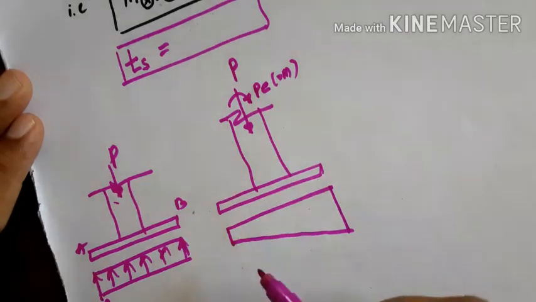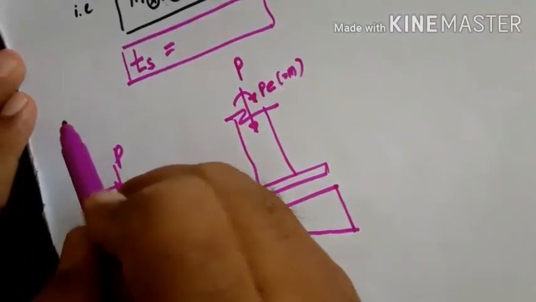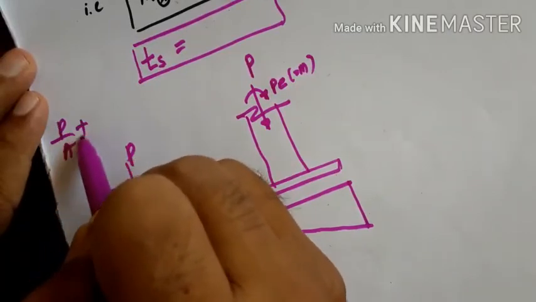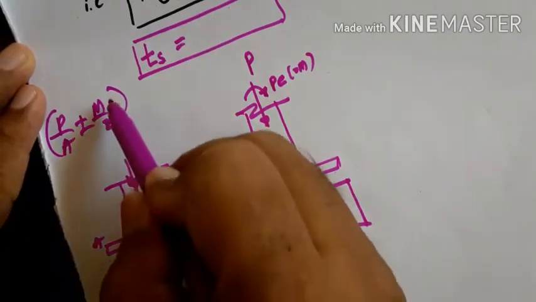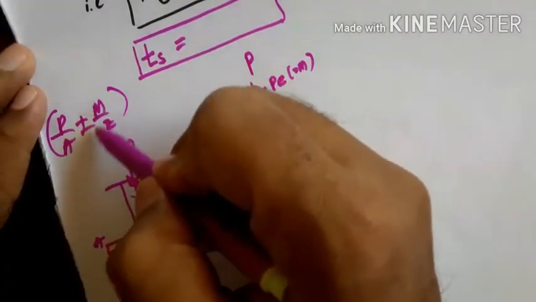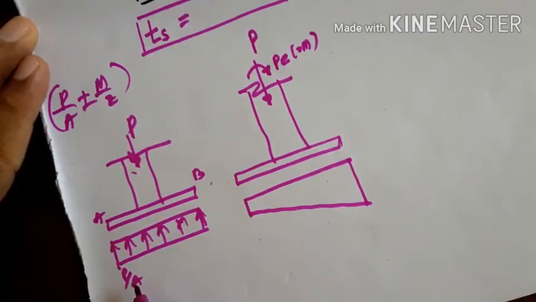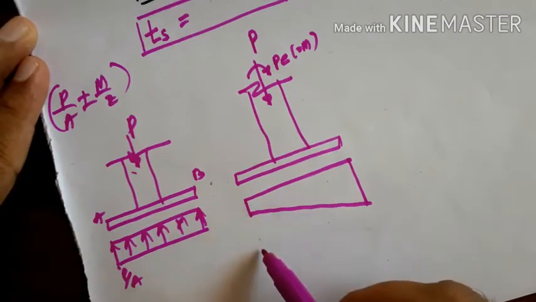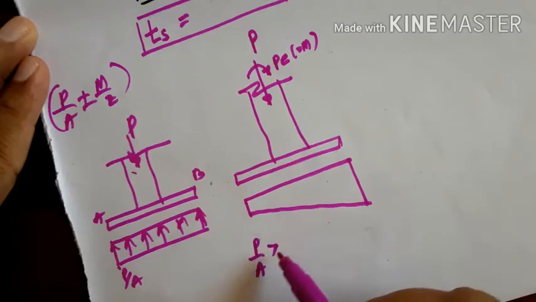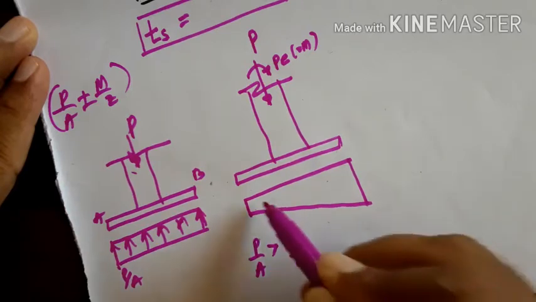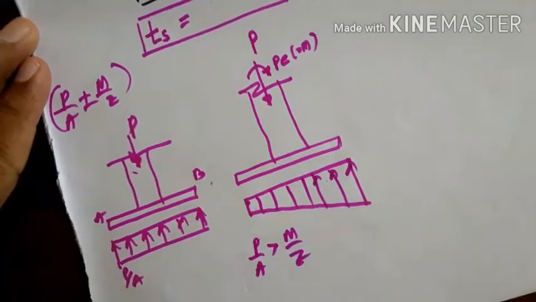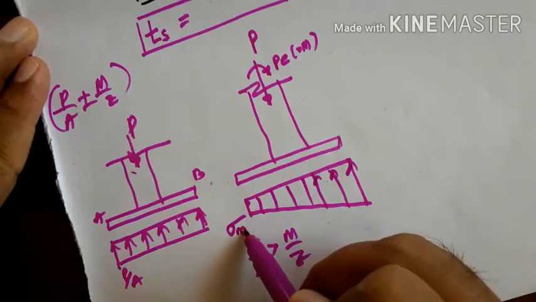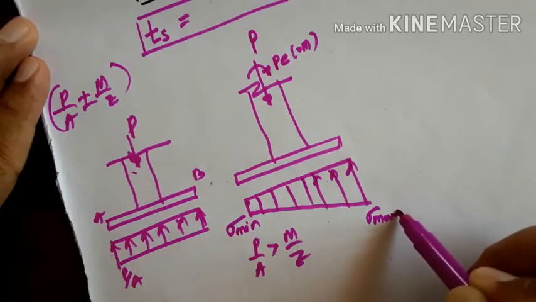We have the formula P by A plus or minus M by Z. You get this when M by Z is 0. When this is not there, you get only P by A, that is, the uniform stress distribution. You get this type when P by A is greater than M by Z. So one side you get a sigma minimum, another side you get a sigma maximum.